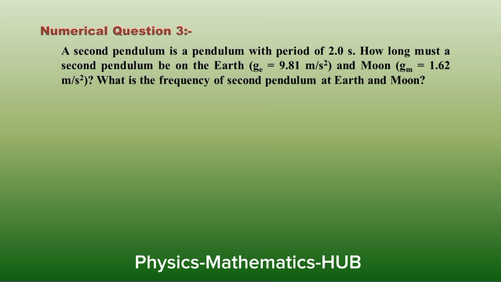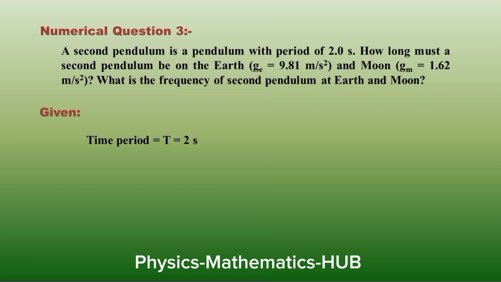A second pendulum is a pendulum with period of 2 seconds. How long must a second pendulum be on the earth where gravitational acceleration is equal to 9.8 meter per second square, and moon where gravitational acceleration is equal to 1.62 meter per second square? What is the frequency of the second pendulum at earth and moon?